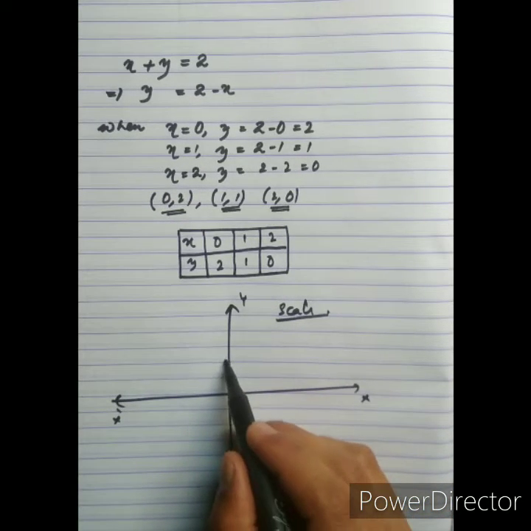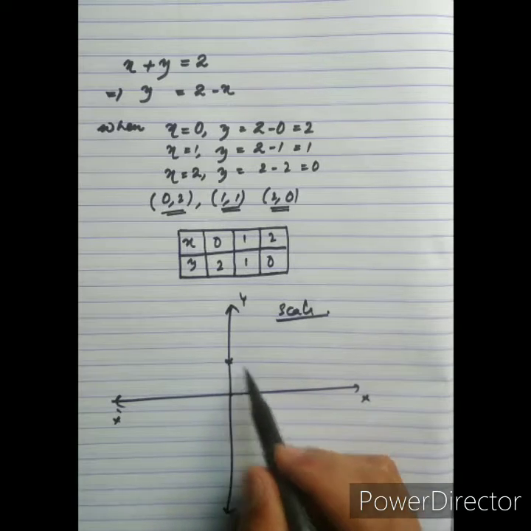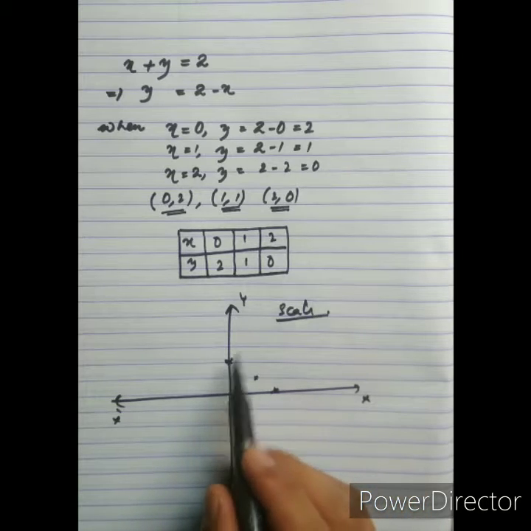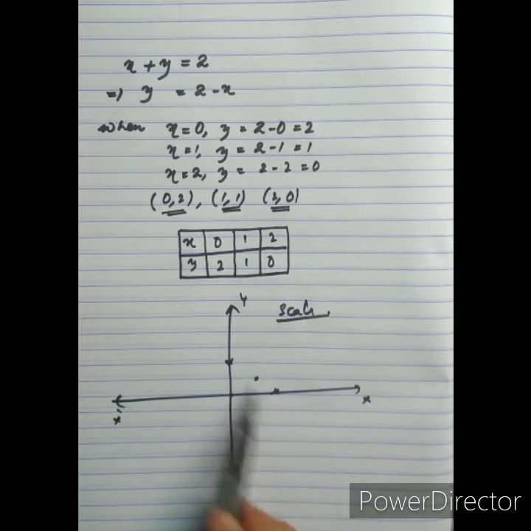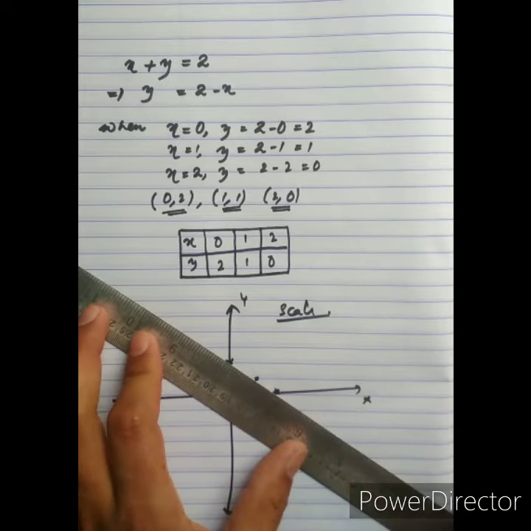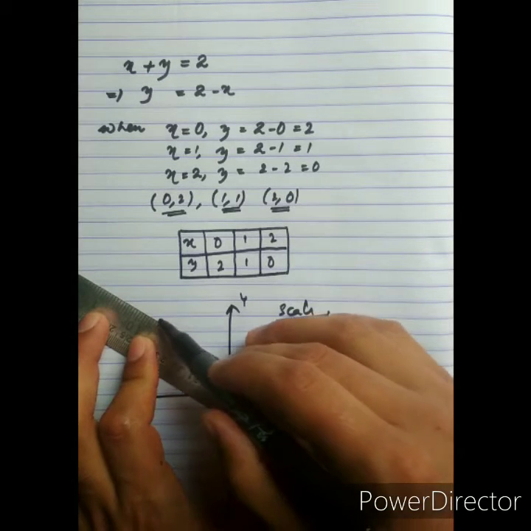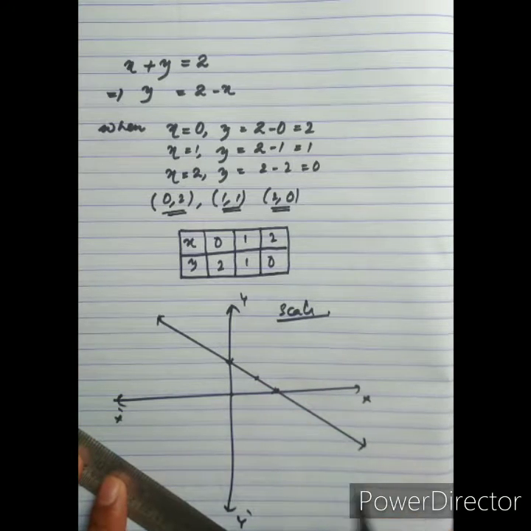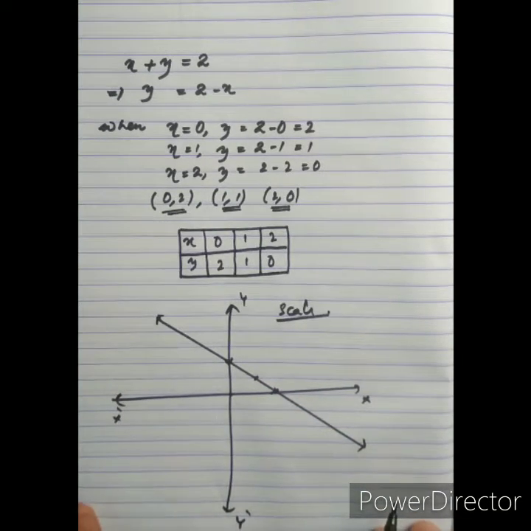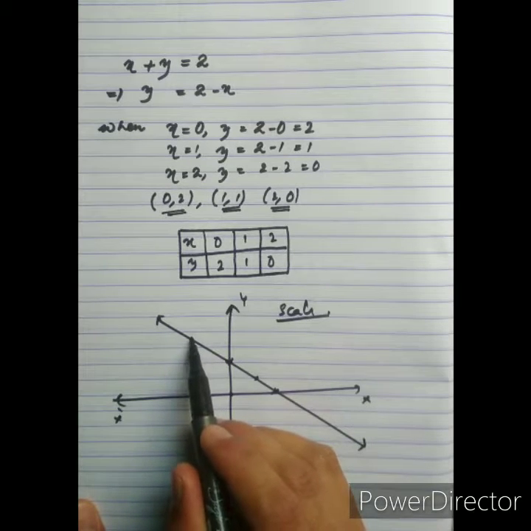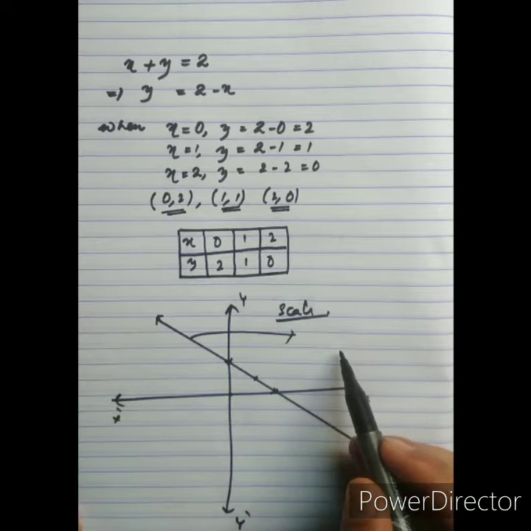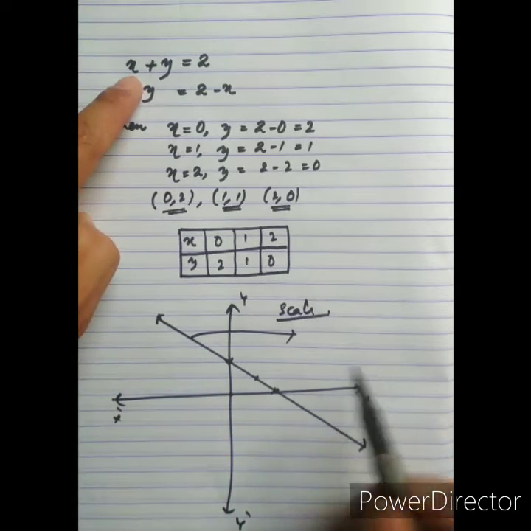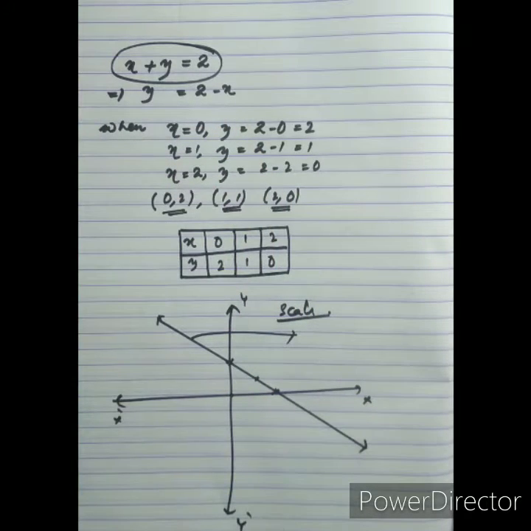So for example, you plot these points here, 0 2, 1 1, then 2 0. You plot these 3 points here, and then after it we'll join these 3 points. So when we join the points, we are getting a straight line. So this straight line is what you call the graph of the linear equation. So this line represents the graph of this equation, x plus y equal to 2.